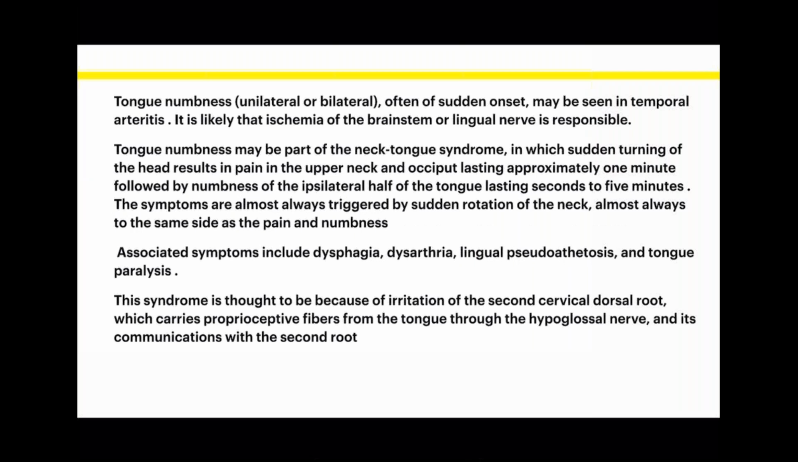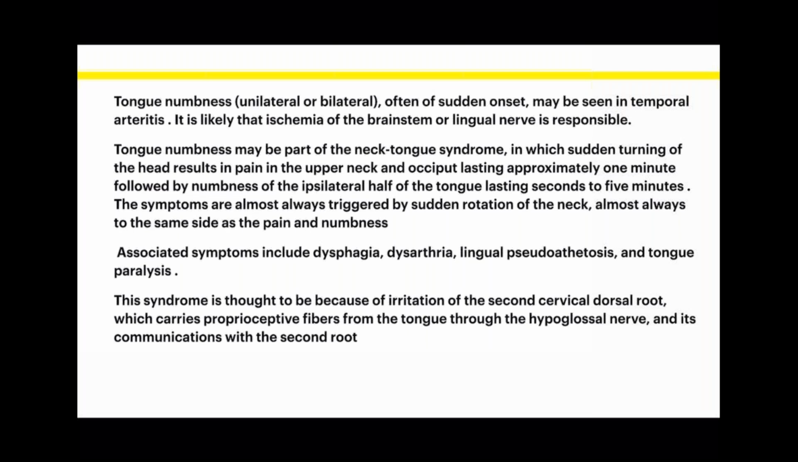The other interesting thing is tongue numbness alone, either unilateral or bilateral, which can happen with sudden onset. It may be seen with temporal arteritis, likely because ischemia of the brainstem or lingual nerve is responsible. The tongue numbness may be part of the neck-tongue syndrome, in which a sudden turning of the head results in pain in the upper neck and the occiput, lasting around 1 minute, followed by numbness of the ipsilateral half of the tongue, lasting seconds to 5 minutes.